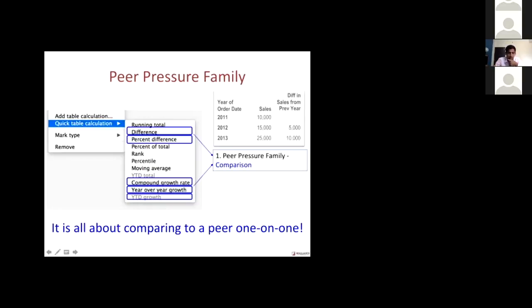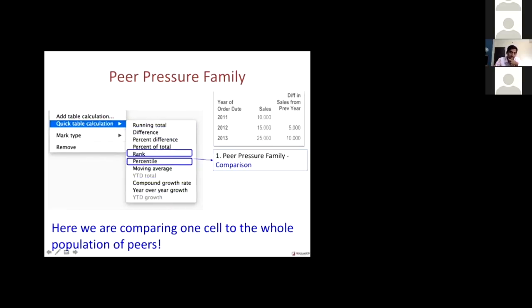In these 2, rank and percentile, we are comparing it to the whole population of peers, but we are just assigning a number. That's it. We are not doing subtraction, adding up, or anything, right? So we take the whole report, we give them a number, like 1 to whatever number, based on whatever sorting order we use. And then percentile is basically a percentage of how many people are below me in the rank.